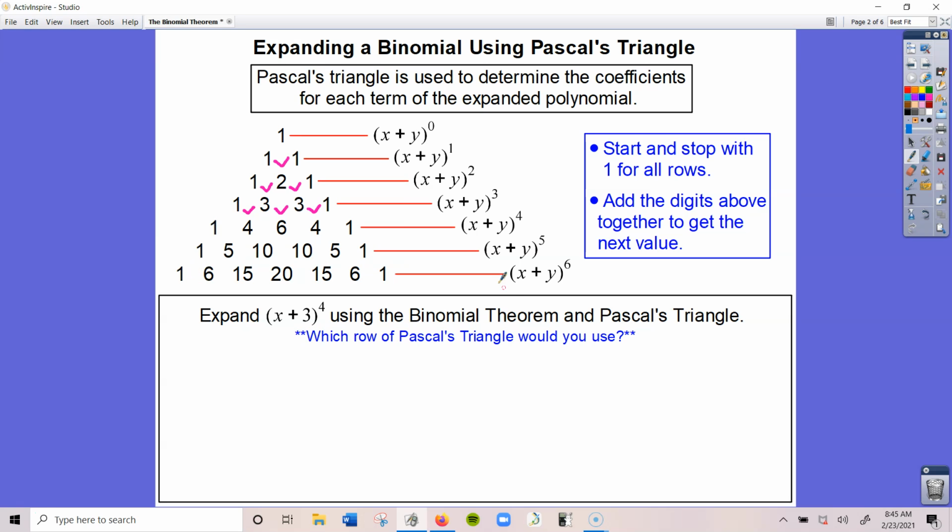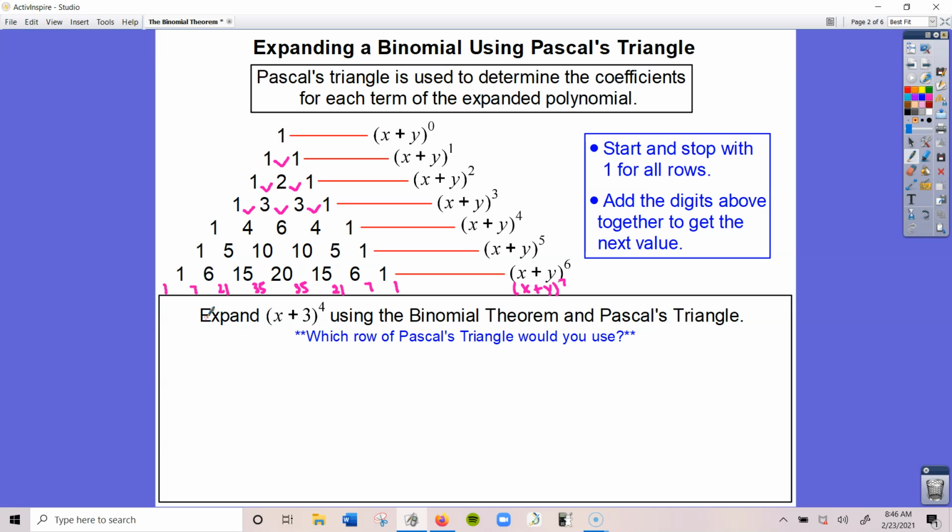So for example, if I wanted to get the row for x plus y to the 7th, we would start with 1, 1 plus 6 is 7, 6 plus 15 is 21, 15 plus 20 is 35, 20 plus 15 is 35, 15 plus 6 is 21, 6 plus 1 is 7, and then we end in 1. So you get the idea that we're always adding the numbers right above to get the number underneath.